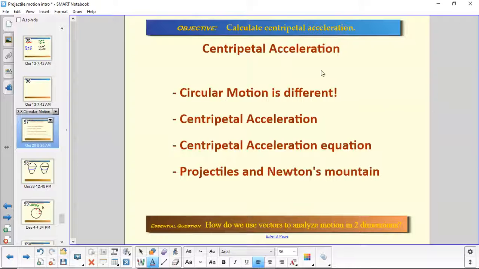Hi folks, today we're going to learn about centripetal acceleration, which has to do with circles. So first we're going to see that circular motion is different, and then we're going to learn what centripetal acceleration, easy for me to say, what it actually is. Then we'll see the equation that we can use to calculate centripetal acceleration, and finally we'll talk in general terms about projectiles and a thing called Newton's mountain.